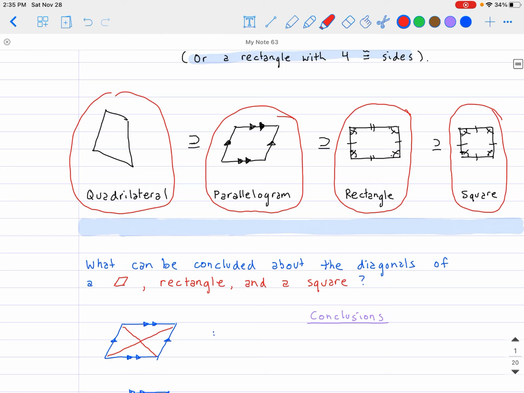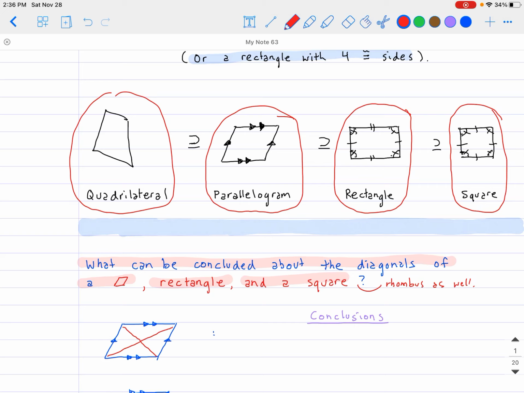So here is what I want to do. I want to look at what kind of conclusions we can come up with about the diagonals of a parallelogram, rectangle, and a square, or technically also a rhombus. So let me just go ahead and sneak that in there. Rhombus as well.